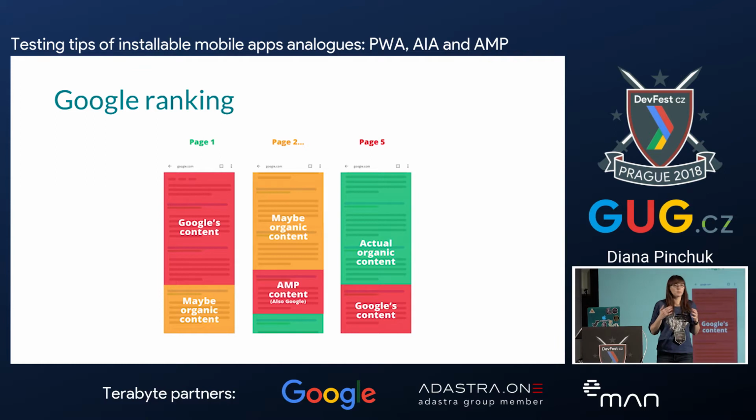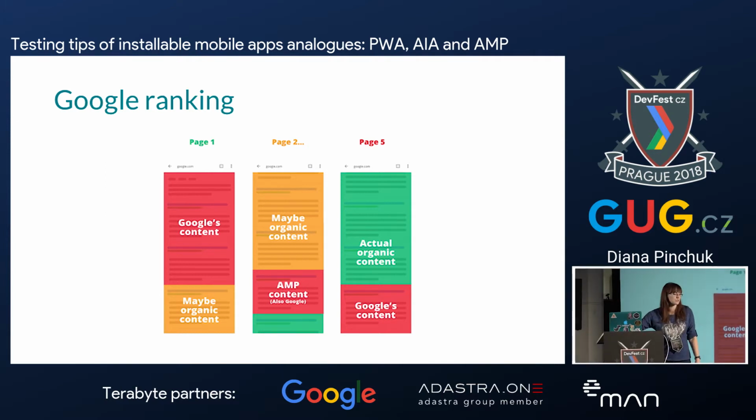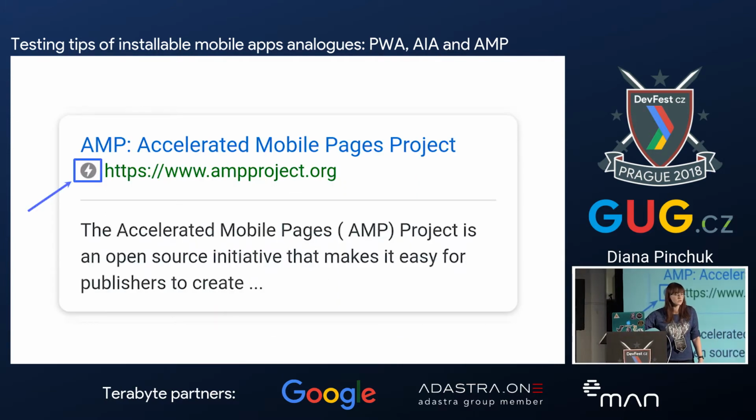Why are accelerated mobile pages important? Because Google shows them first in the ranking. As you know, it was launched a couple of years ago, but since this year, Google made the ranking rules more strict, and you need to have accelerated mobile pages if you want to be on the top of Google search results. This is how it looks like.